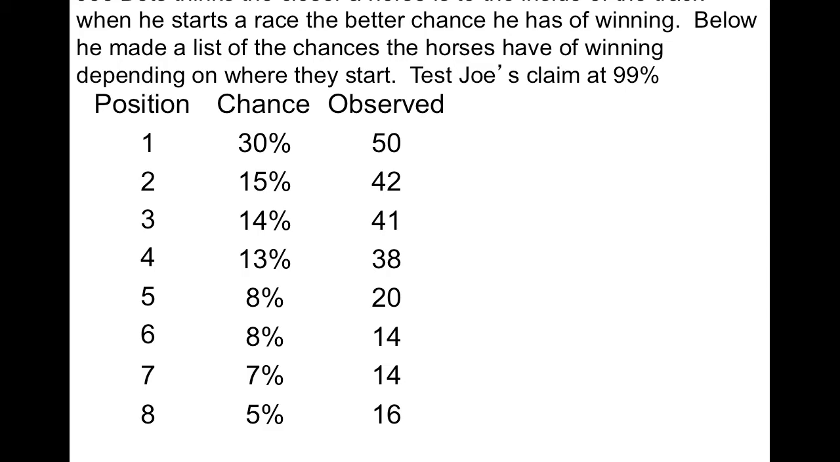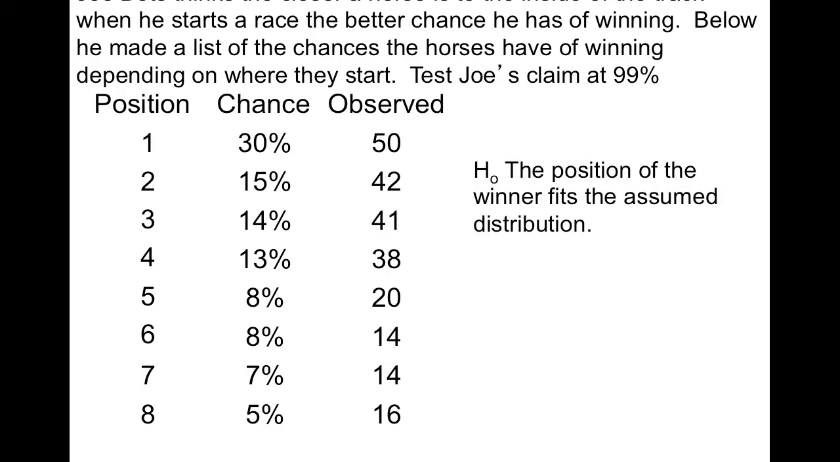We don't need to do that. We're just going to assume, okay, this is the distribution we're predicting. This is the distribution that we assume the horses fit for the winning position. So when I write out my null, since it's not even or uniform this time, the position of the winner fits the assumed distribution. You don't need to write out each percentage for each position. We have it there in front of us, so it fits the assumed distribution. And again, we're talking about the variable, position of the winner.